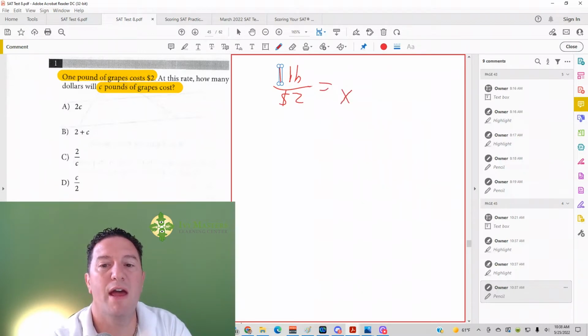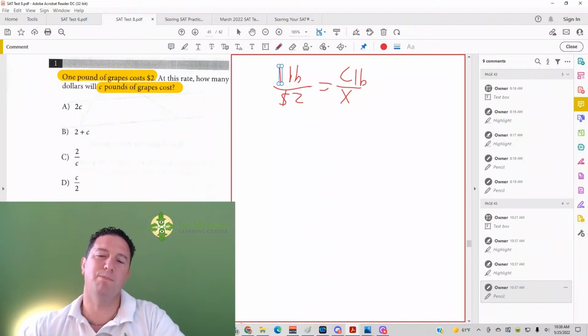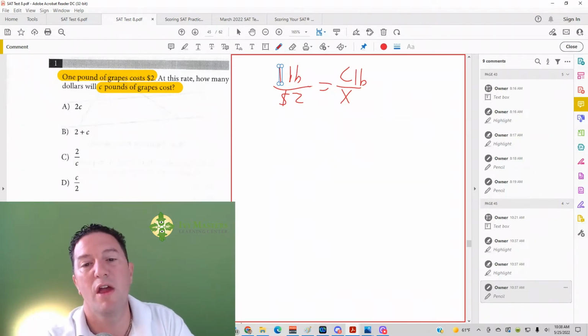So that's your X. Dollars are on the bottom. And we'll see pounds cost. So C pounds. And LB, it's not a variable. That's just keeping your spot so you know where to put stuff.